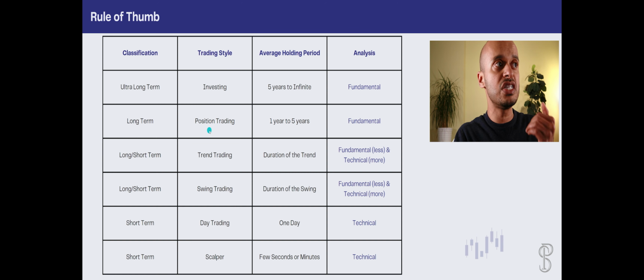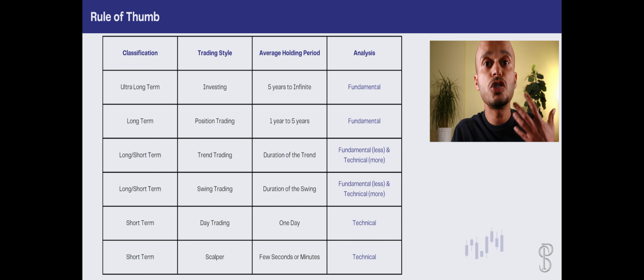Now, if you are a position trader, so your average time frame of trading is between 1 year to 5 years, you could still rely just on fundamentals, and that should be good enough for you. If you're a trend trader and your average time frame is the duration of a trend, that could be a few weeks, a few months, or maybe even a year, you could rely a little bit on fundamentals, but heavily on technicals, because you're analyzing more the trends and what's going to happen in particular trends to make your decisions.